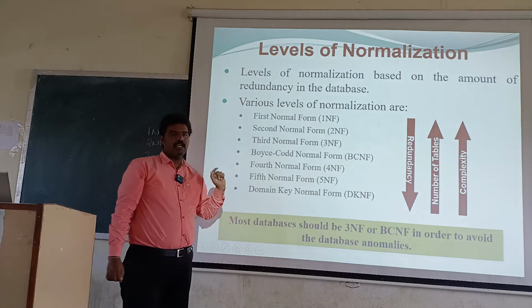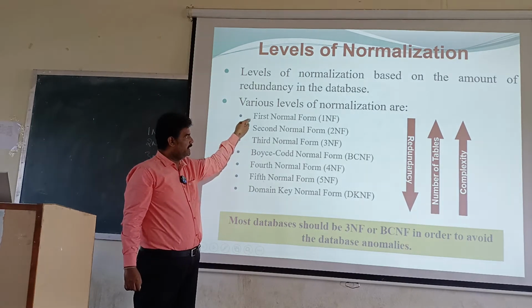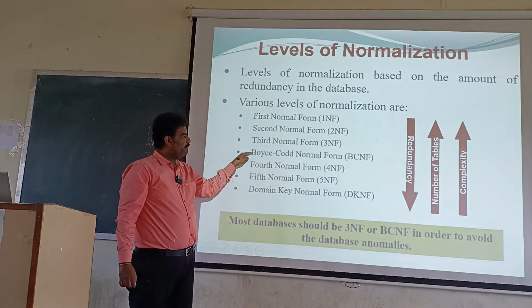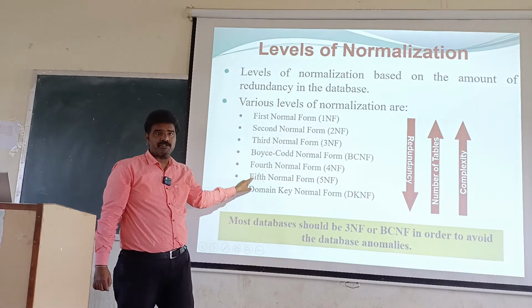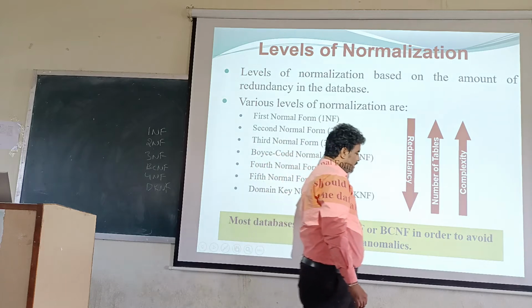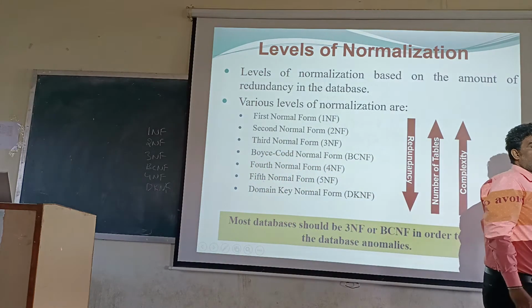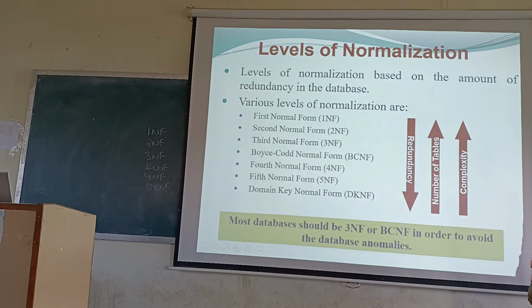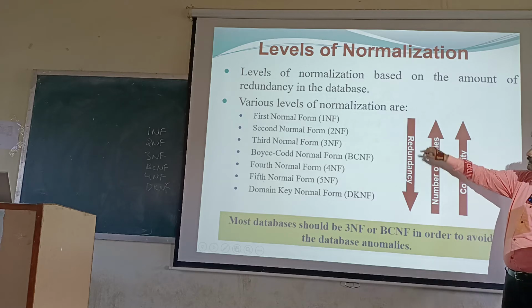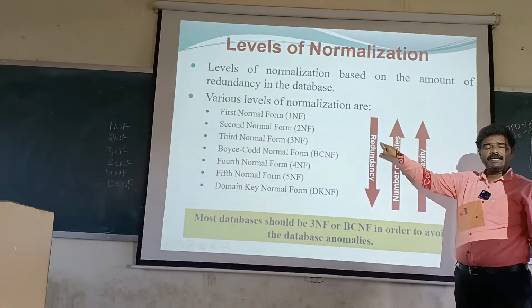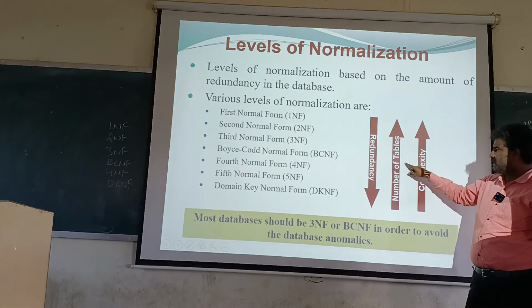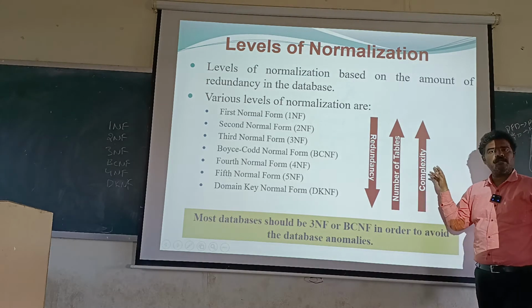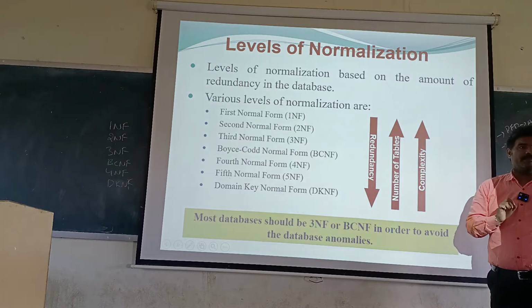In our syllabus you have 1NF, 2NF, 3NF, BCNF and 4th NF. The rest is not going to be considered in the syllabus. But what is normalization? What properties must it have? What sort of properties should it contain? The data redundancy should be reduced. And what is the number of tables? And what is it? Complexity. It should be there.